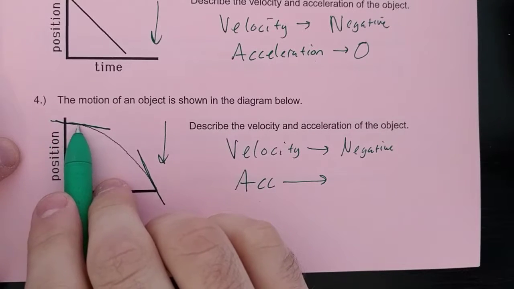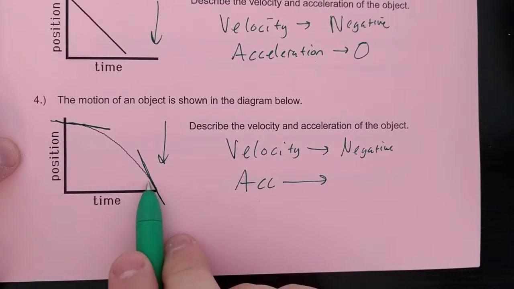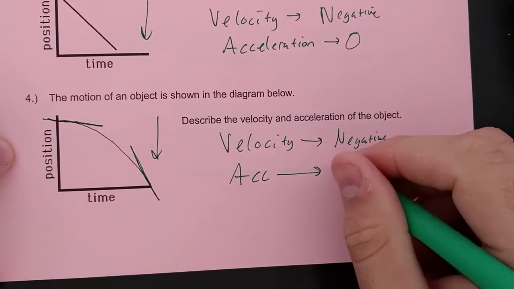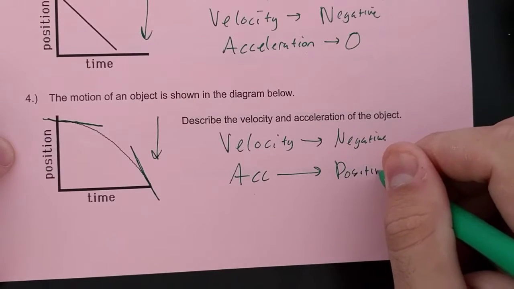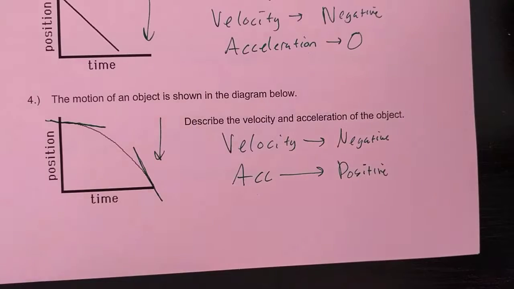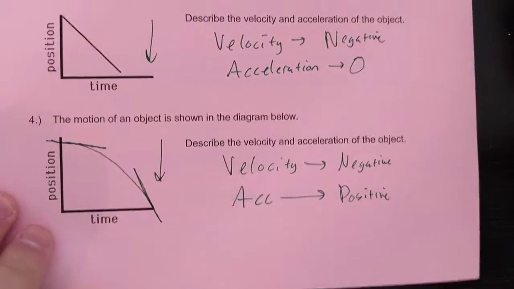So while this is traveling at some speed here, it's much slower than the speed right at this point here. So my acceleration, since I'm speeding up, is positive. So if you're looking at a position time graph, whenever you see a line, acceleration is automatically 0. If you see a curve, acceleration is going to be some non-zero, positive or negative, depending on if the object is speeding up or slowing down.